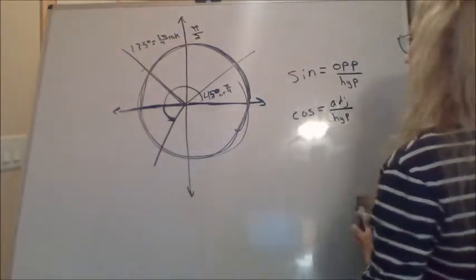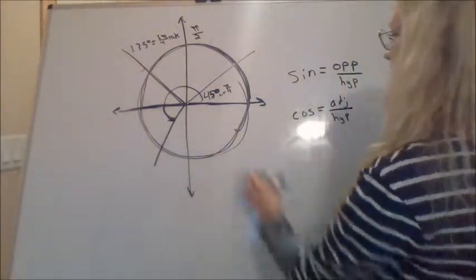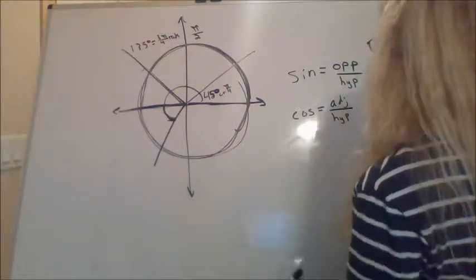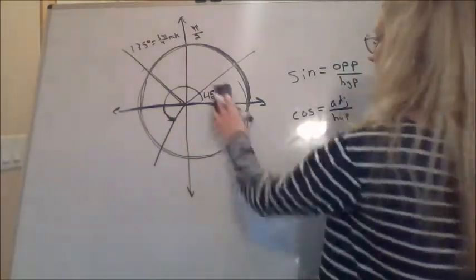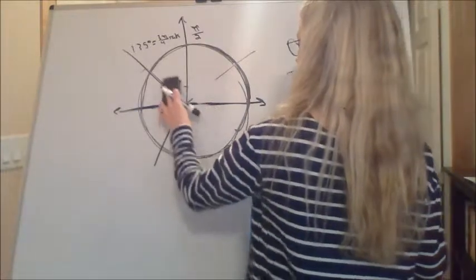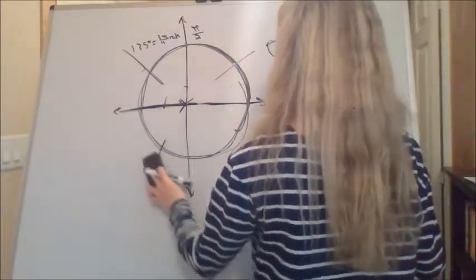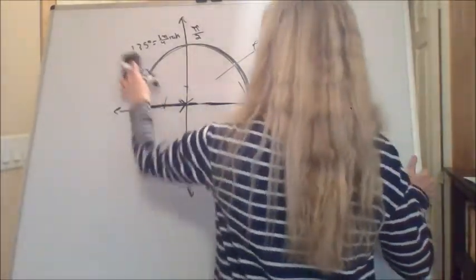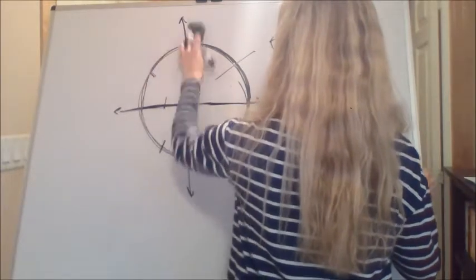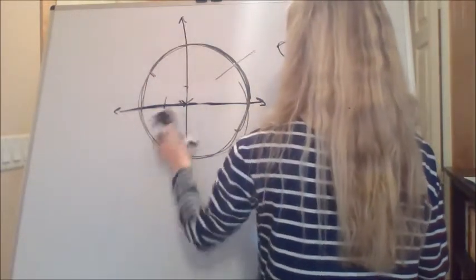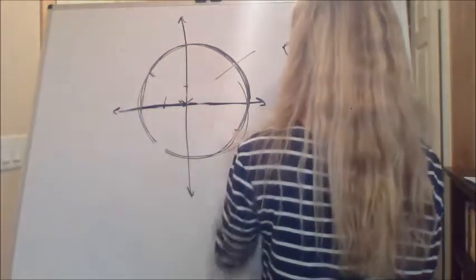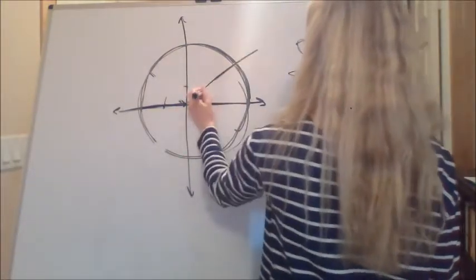How do we figure out sine and cosine using the unit circle? Well, let's think about if we had the angle 45 degrees or pi over 4. This is a little bit messy. We're just going to deal with it. So let's say that we had pi over 4 here.